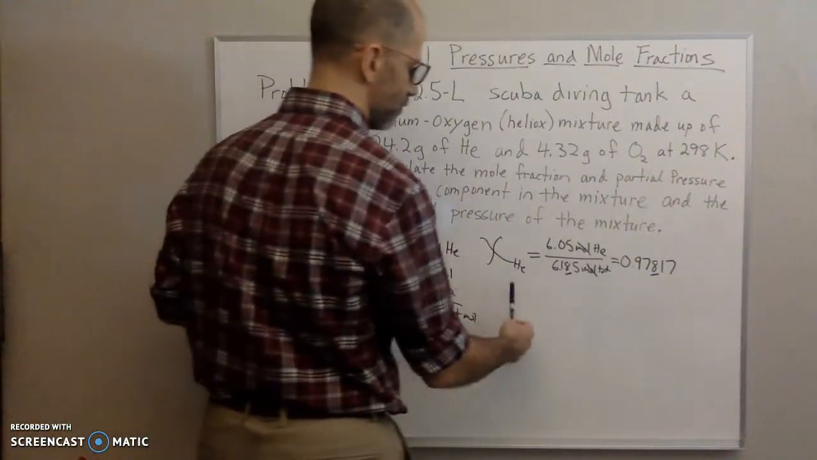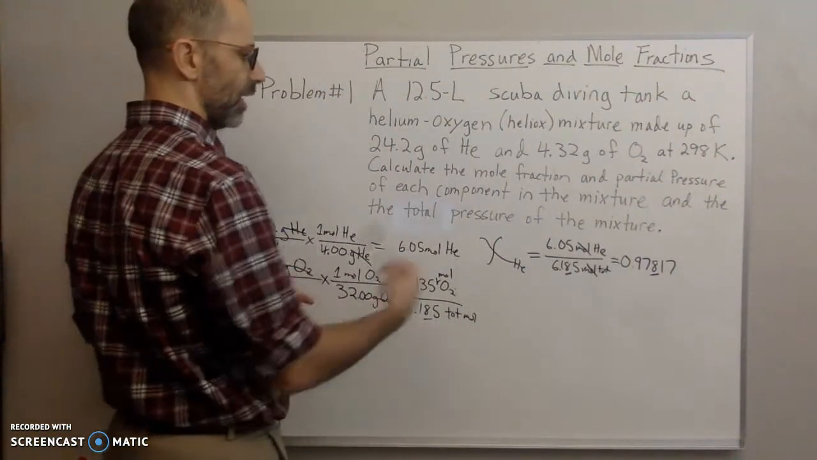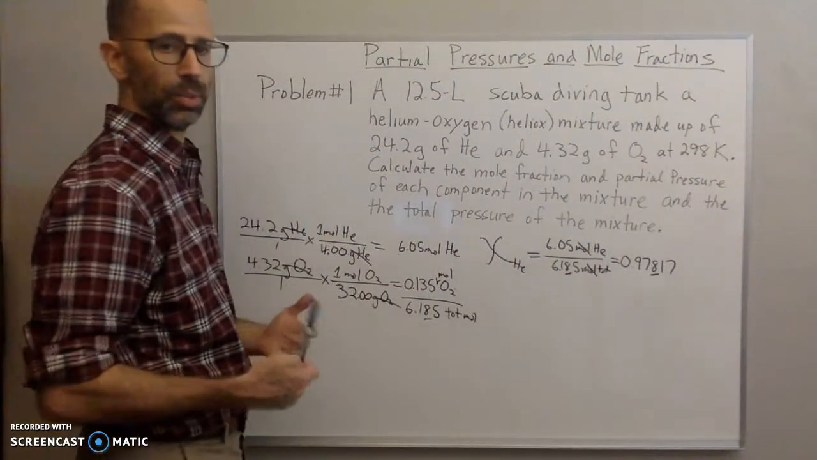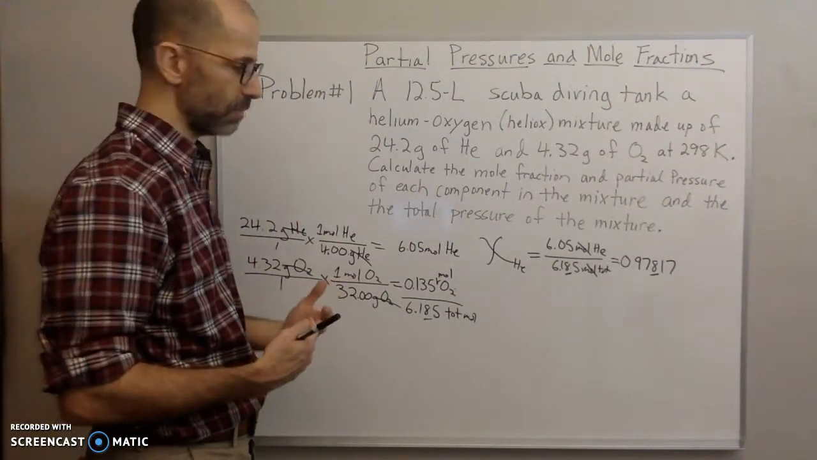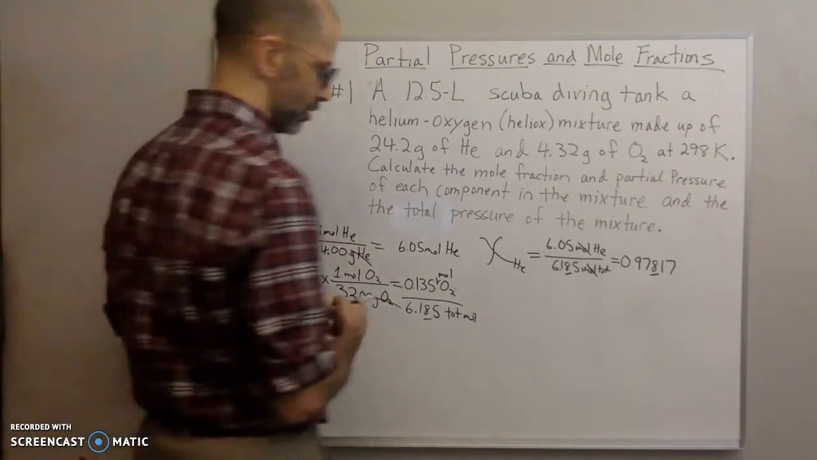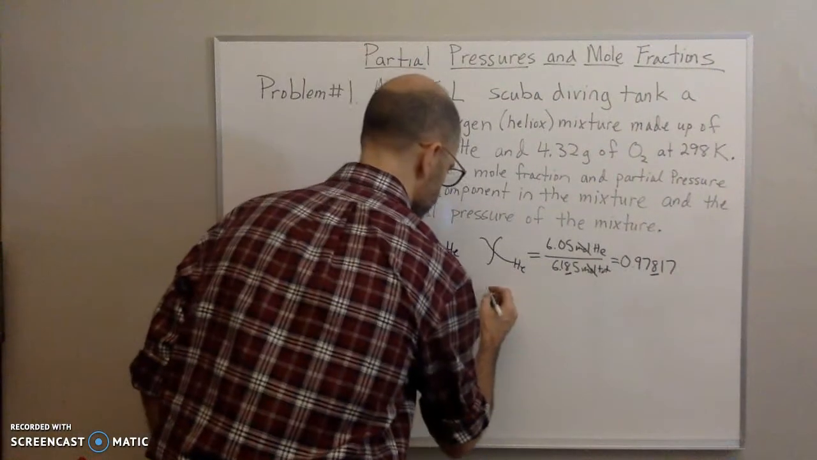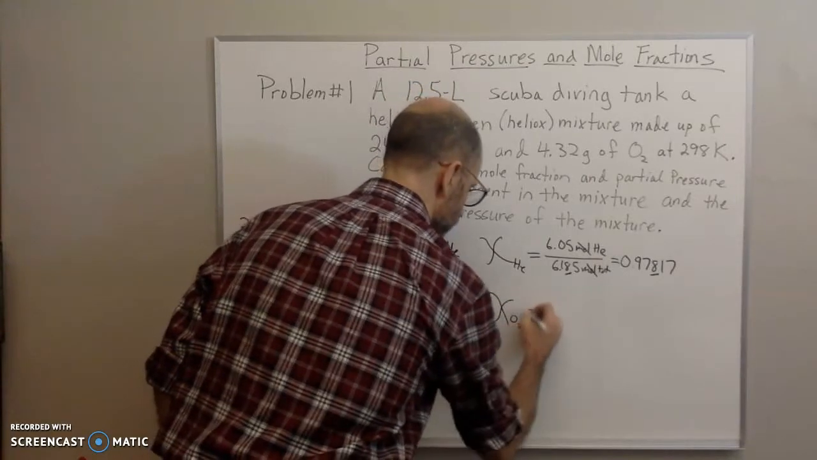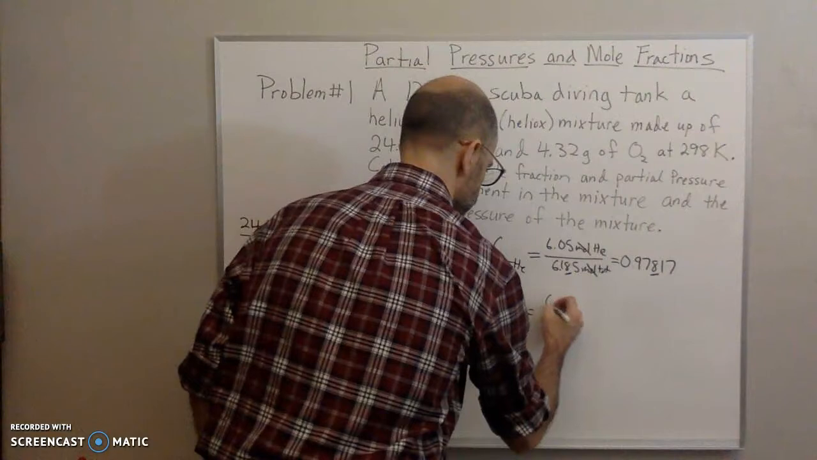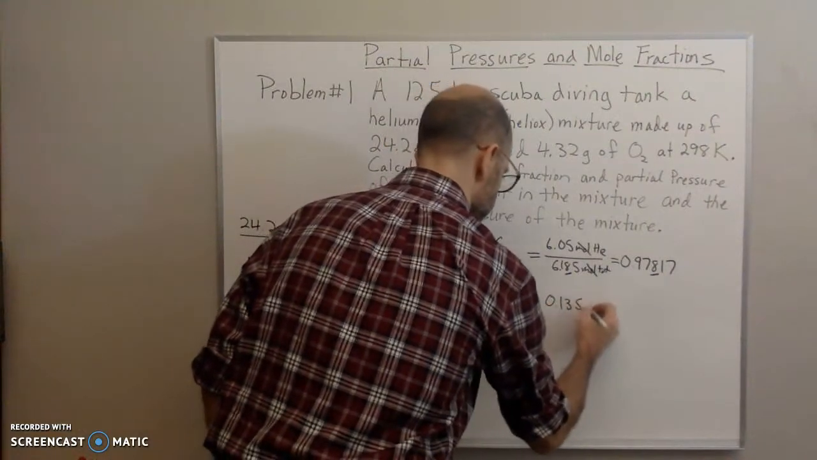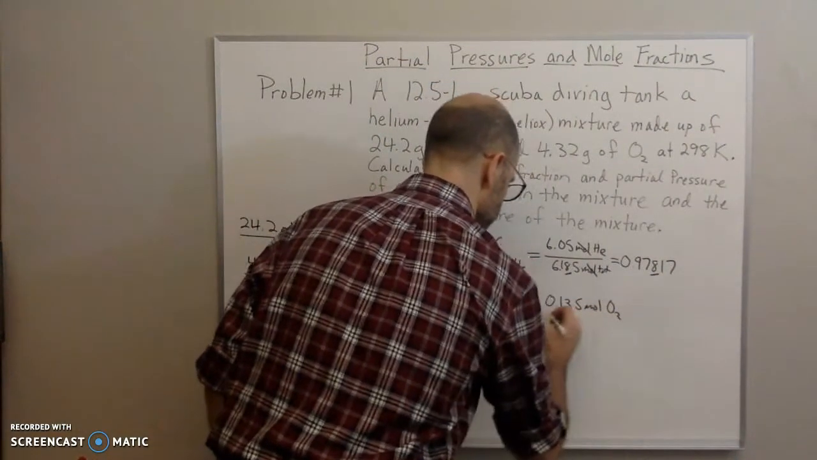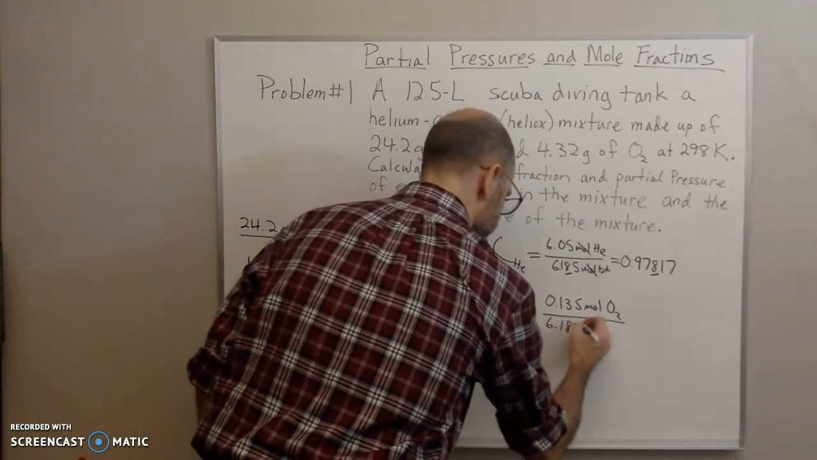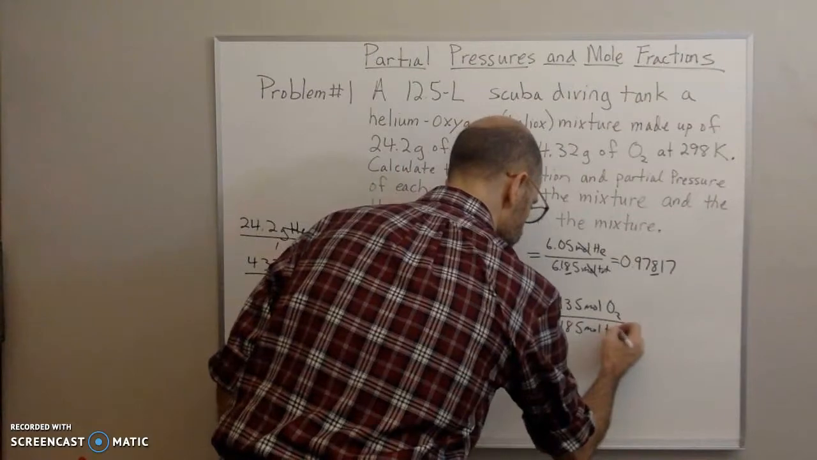There are 2 ways I can find the mole fraction of oxygen. I can take the mole fraction of helium and subtract it from 1, because all mole fractions should add up to 1, or I can just do the same calculation as we did here. So for oxygen, the moles of oxygen, 0.135 moles of oxygen, over 6.185 moles total.